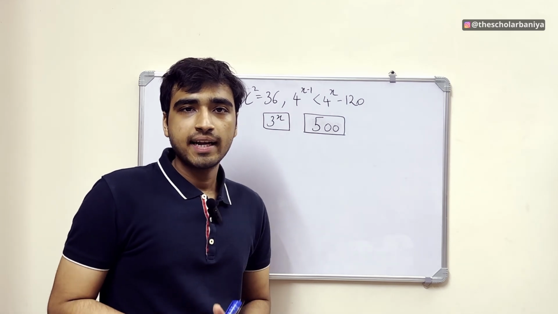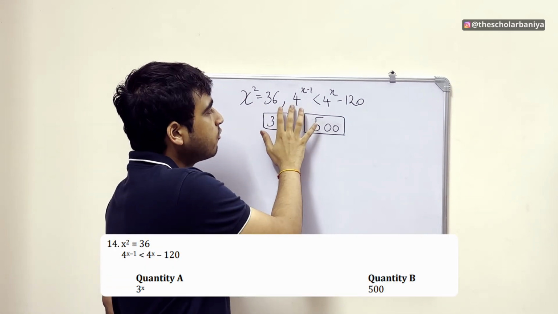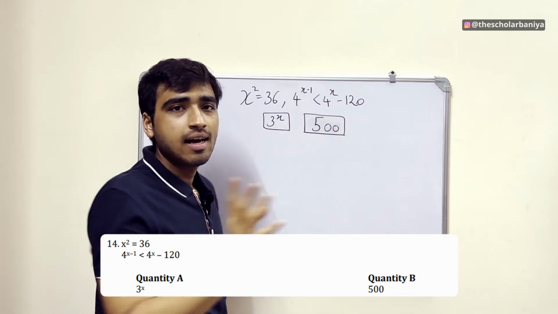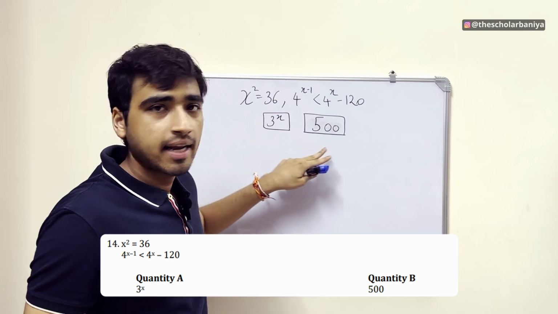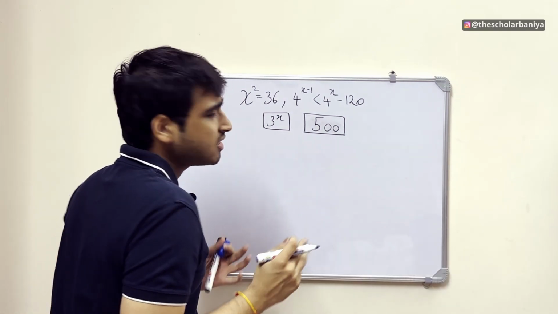So guys, let's move on to the next question. What we are given is that x square is equal to 36, 4 to the power x minus 1 is less than 4 to the power x minus 120, and we have to compare 3 to the power x and 500. Okay, so I think this is a pretty easy question.